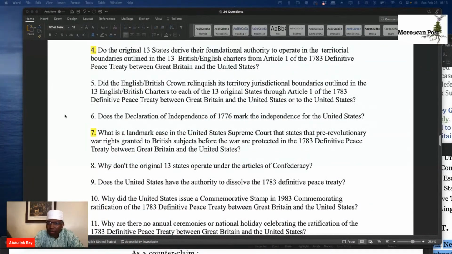We're at question number 7. What is a landmark case in the United States Supreme Court that states that pre-Revolutionary War rights granted to British subjects before the war are protected in the 1783 definitive peace treaty between Great Britain and the United States? That's Society versus New Haven, 1823, that we brought up earlier about 15 minutes ago. Yes. All right.